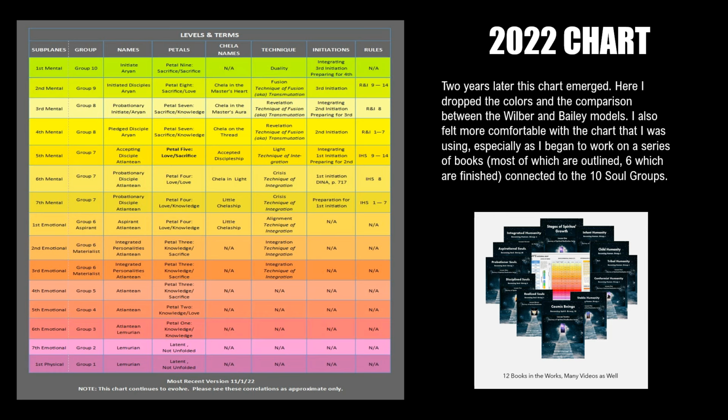Two years later, once again, this chart, the 2022 chart, emerged. Here I dropped the colors and the comparison between Wilber and the Bailey models. I also felt more comfortable with the chart that I was using, especially as I began to work on a series of books. And here are all the different books that I have done. Six of these are done.